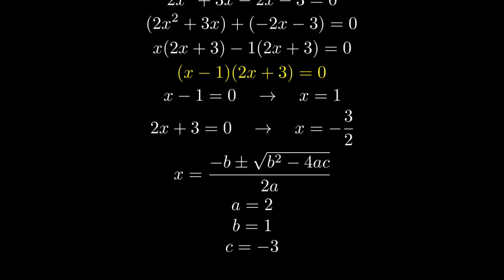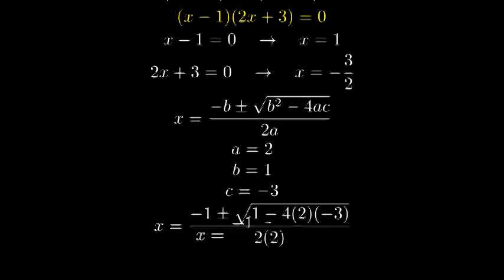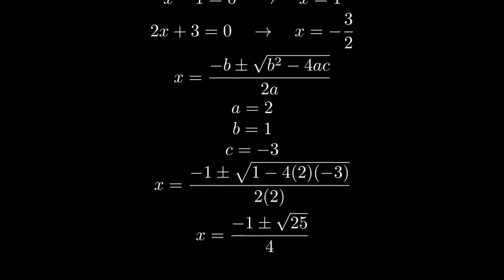This simplifies to negative 1 plus or minus the square root of 25, over 4. This gives us x equals negative 1 plus or minus 5 over 4, which simplifies to our previous answers: x equals 1 or x equals negative 3 halves.